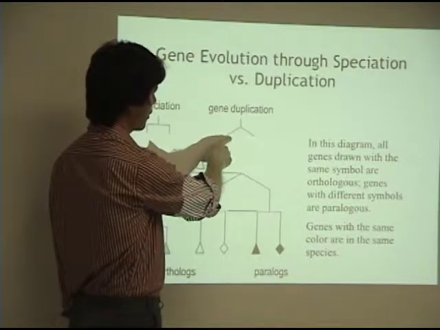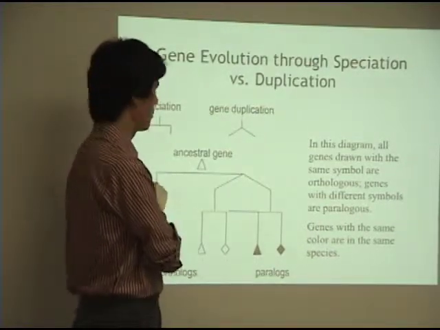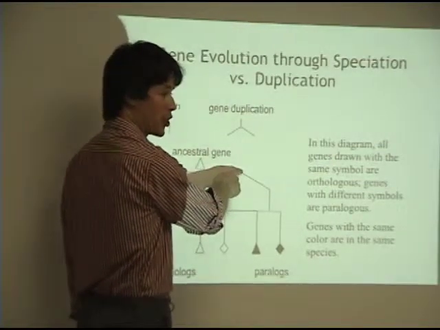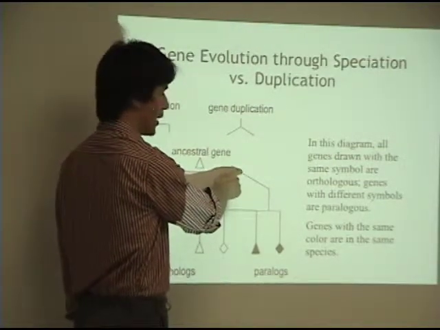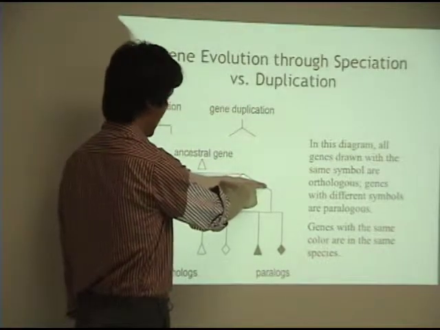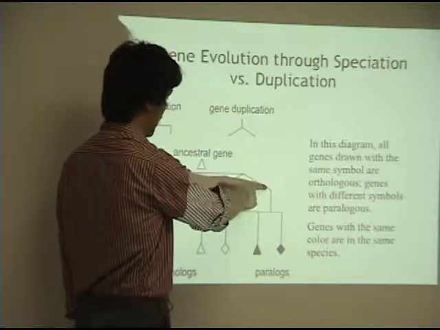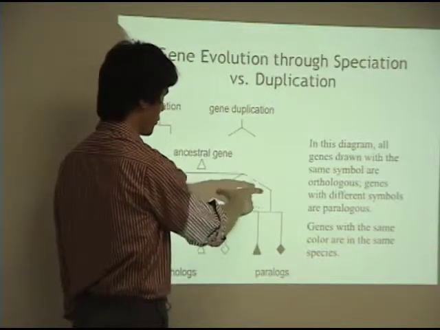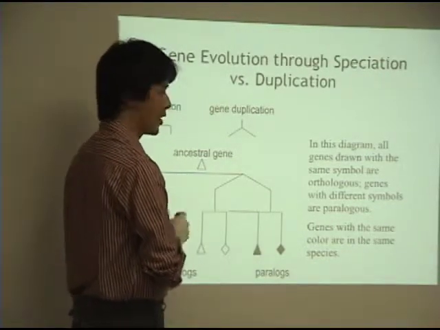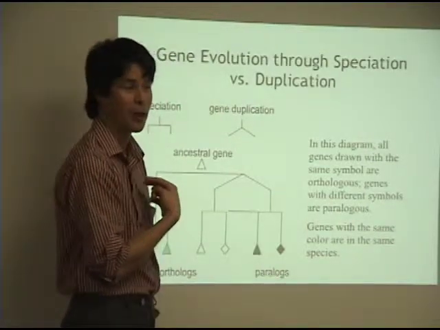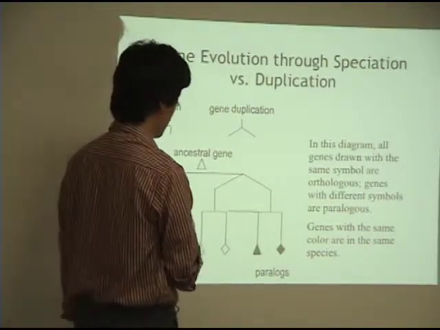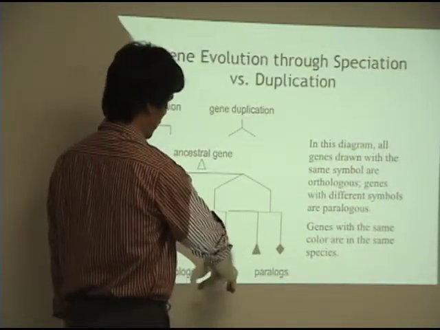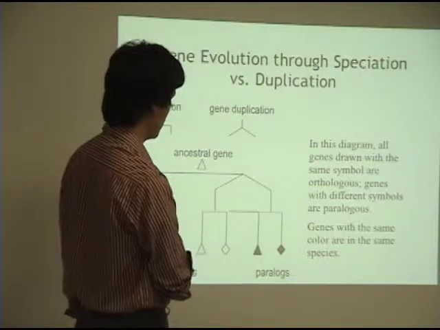I show a gene duplication event with this angle bracket shown right here. That means what used to be a single gene in this genome now has two copies. And of course, when that genome splits into two different daughter species, both of those copies are going to get carried along in both of those species. And so now what we have are two sets of genes in each species.